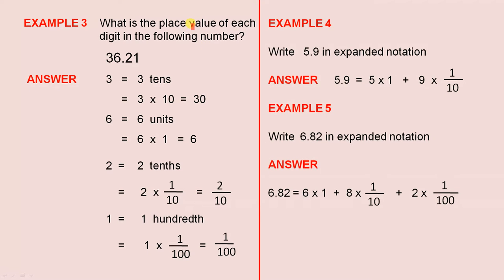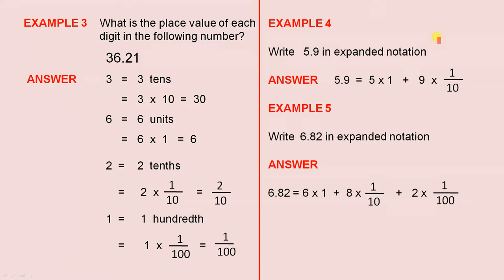Example 3. What is the place value of each digit in the following number? 36.21. The 3 is in the tens column, so it's 3 times 10, which is 30. The 6 is in the units column, so 6 units, 6 ones are 6. The 2 is in the tenths column, 2 times 1 tenth is 2 tenths. And the 1 is in the hundredth column, which is 1/100th, 1 times 1 over 100, which is 1 over 100.